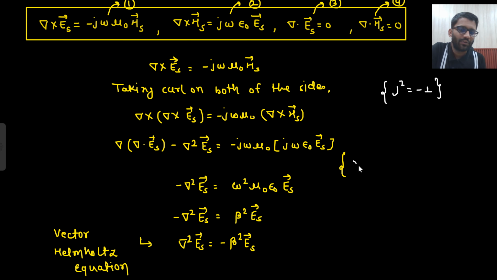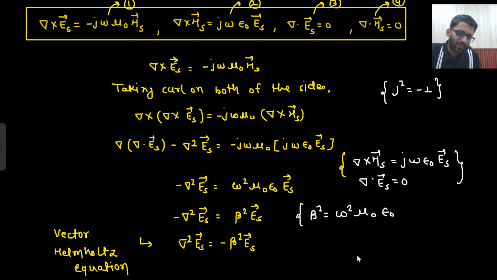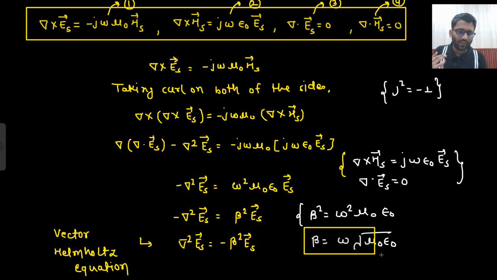So which formulas have we used here? Del cross Hs is equal to j omega epsilon naught Es. Also del dot Es is equal to 0. So from here, the equation we get is minus del square Es equals omega square mu naught epsilon naught Es. Omega square mu naught epsilon naught, I can put equal to beta square. So beta square is equal to omega square mu naught epsilon naught. From here, what is the value of beta? Omega under root mu naught epsilon naught for free space. This is an important formula we have got. This is the value of beta.